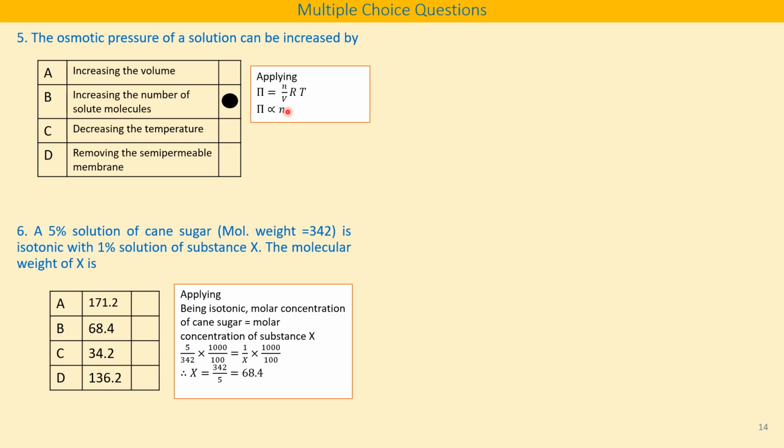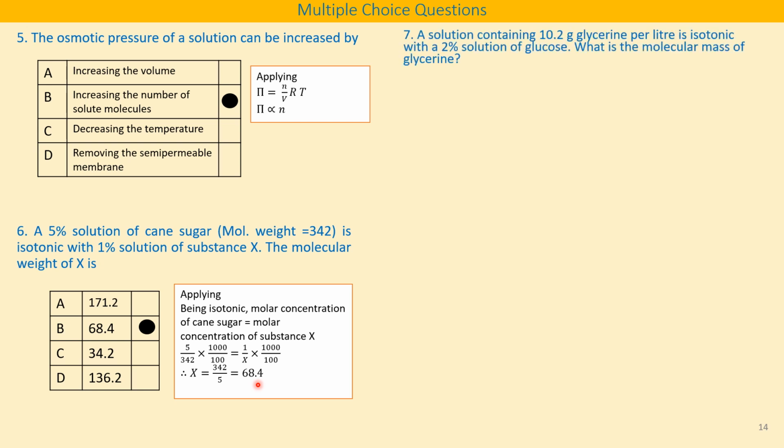So, being isotonic, the molar concentration of cane sugar should be equal to the molar concentration of the substance X. Therefore, 5 by 342 into 1000 divided by 100 equals 1 by x into 1000 divided by 100. Therefore, x is 342 by 5. Take x to the numerator and cross multiply. We get the answer as 68.4, which is given as option B. Please mark it. Next question.